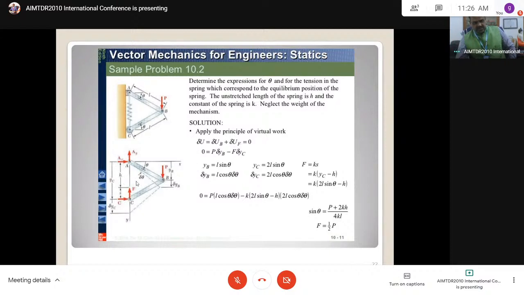This Y, H length is, you know, just now used. YC is total 2L sin theta. H is a variable at this particular point because S or X is unknown. H I am keeping. See now, force into displacement: this force into this displacement, this force into this displacement.